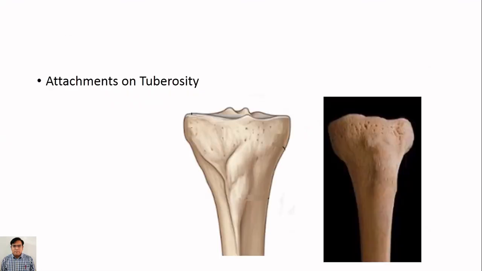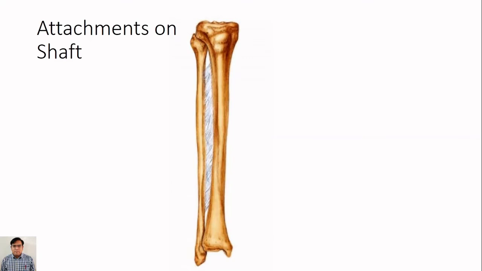Now the attachments on the tuberosity. The tibial tuberosity gives attachment to the ligamentum patellae. So this is the ligamentum patellae. Now attachments on the shaft. This is the anterior aspect. This area gives attachment to tibialis anterior, the lateral surface.